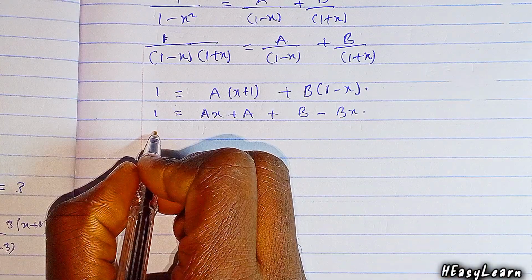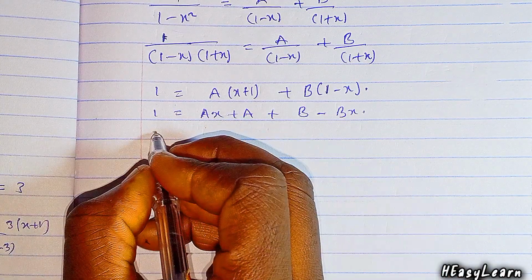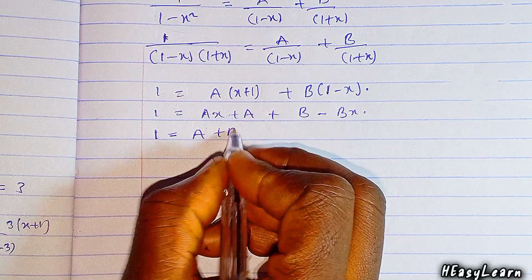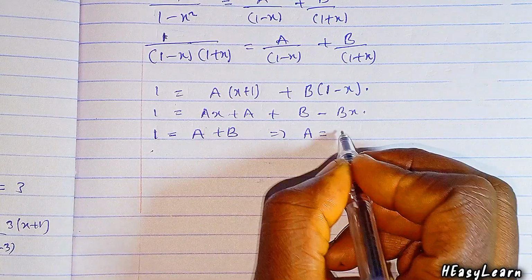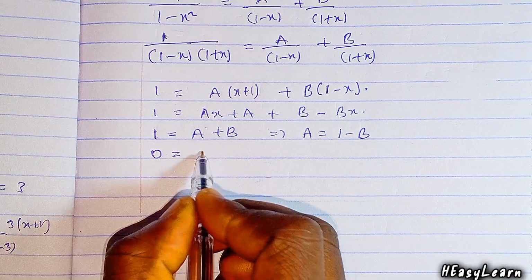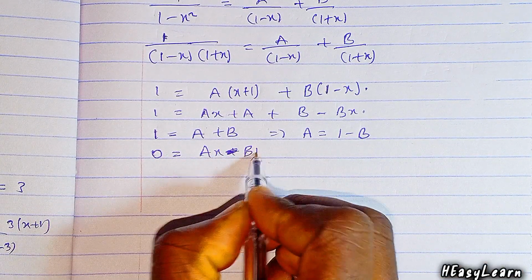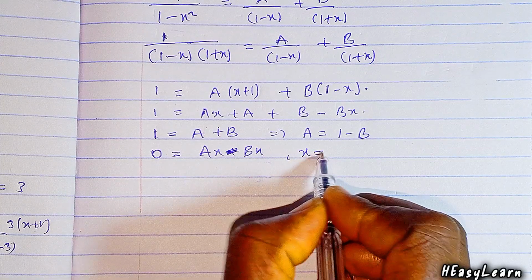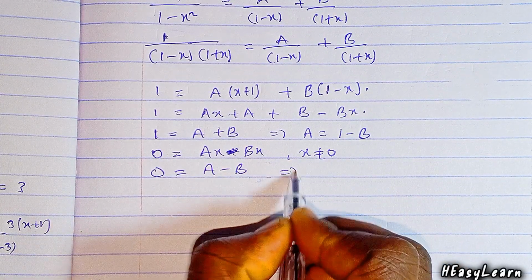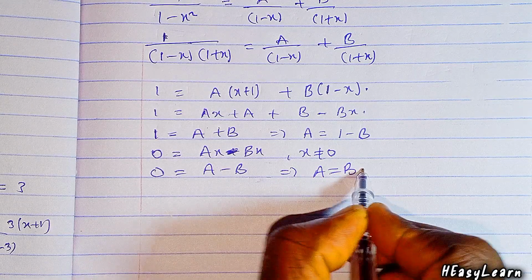Equate the coefficients of corresponding terms together. Constant is equal to a plus b. a is equal to 1 minus b. Again, what do we have? 0 equals ax, and here x can never be 0. 0 is equal to a minus b. This implies that a is equal to b.